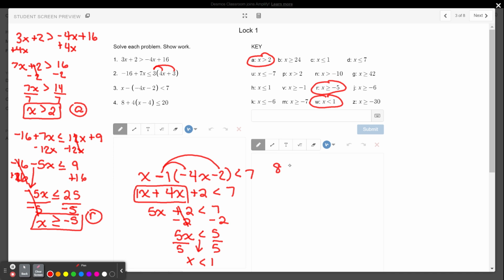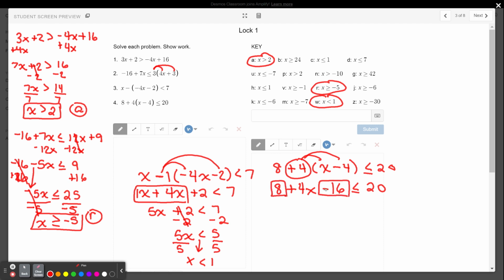And then number 4 is very similar to number 3. You just want to make sure that you do not combine first. We have to distribute because we're doing the order of operations. So 8 gets written down, plus 4x minus 16 is less than or equal to 20. Now our like terms, you want to make sure that you box up this symbol of the minus sign because that will tell you the operation to do.